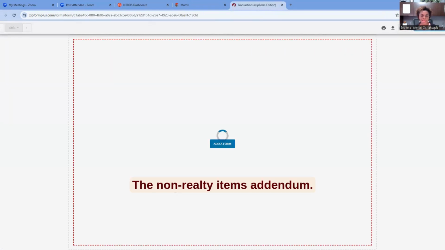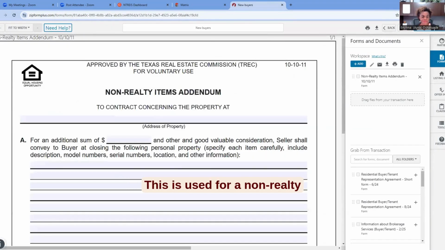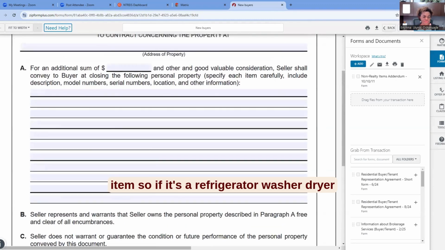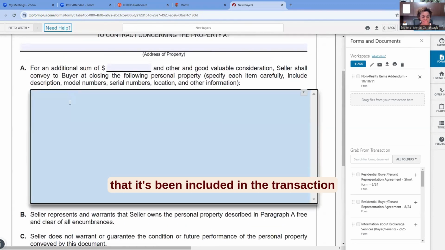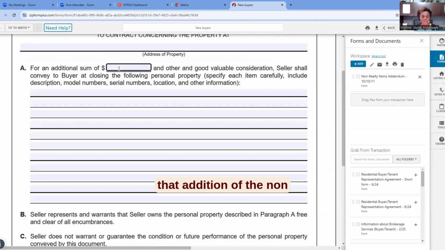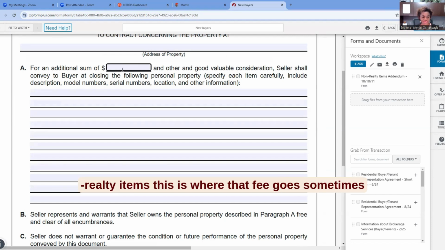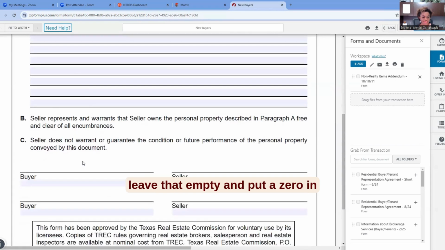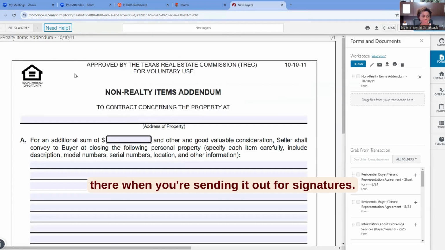The non-realty items addendum is used for a non-realty item. So if it's a refrigerator, washer, dryer that's been included in the transaction, this is where you can add it. If there's a fee for that addition of the non-realty items, this is where that fee goes. Sometimes it's 0, so you can leave that empty and put a 0 in there when you're sending it out for signatures.